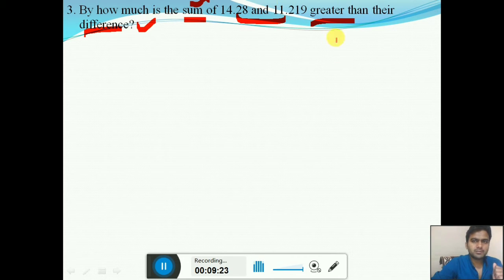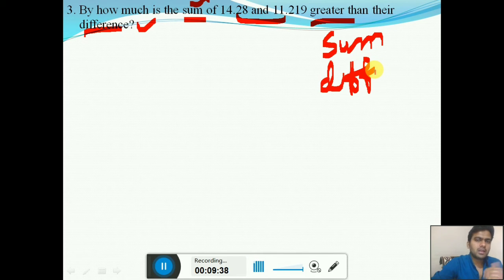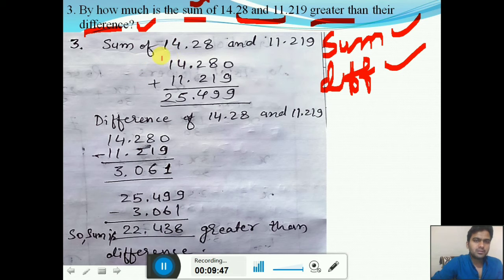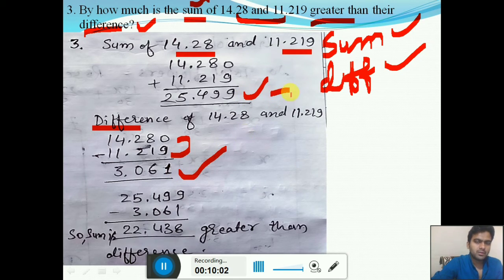So first we do the sum, then we will subtract to find the difference. Then we will find out how much the sum is greater than their difference. So here is the solution. First add both the numbers 14.128 and 11.219. Then find the difference. Whatever sum you got and whatever difference you got, with these two you find how much this sum is greater than the difference.